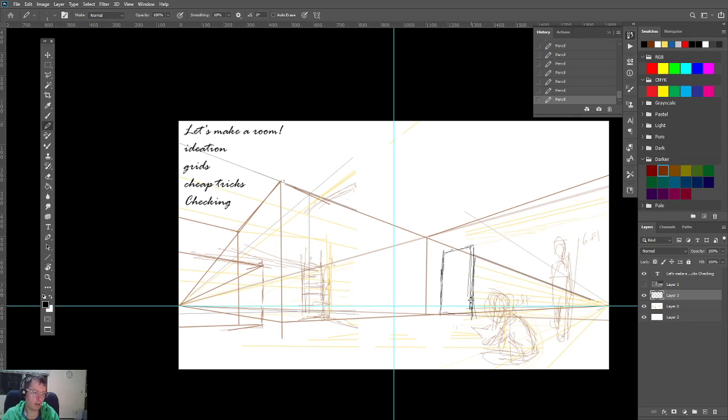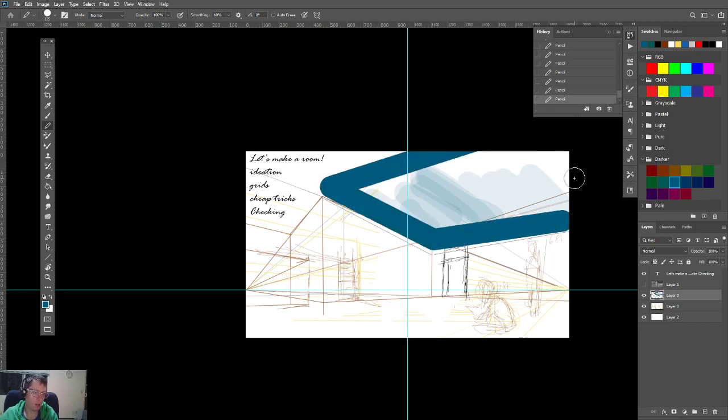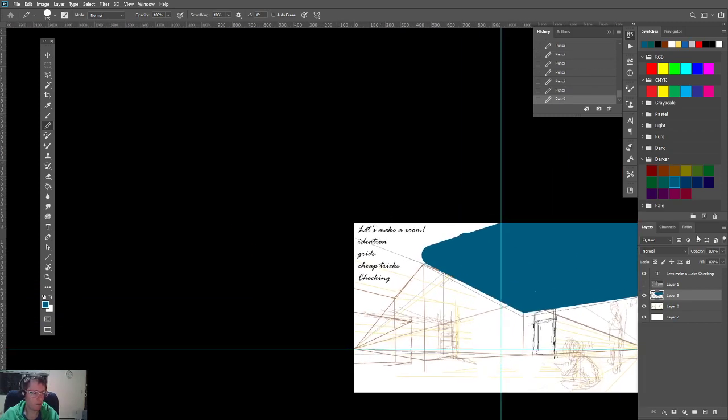Oh, there's a door. 2, 4, 6, 8. That door is huge. Therefore, it should be like that. Here we can see where that ceiling needs to go, which is we need this downward slope from here to here. From there to there. So there's sort of our ceiling, right?